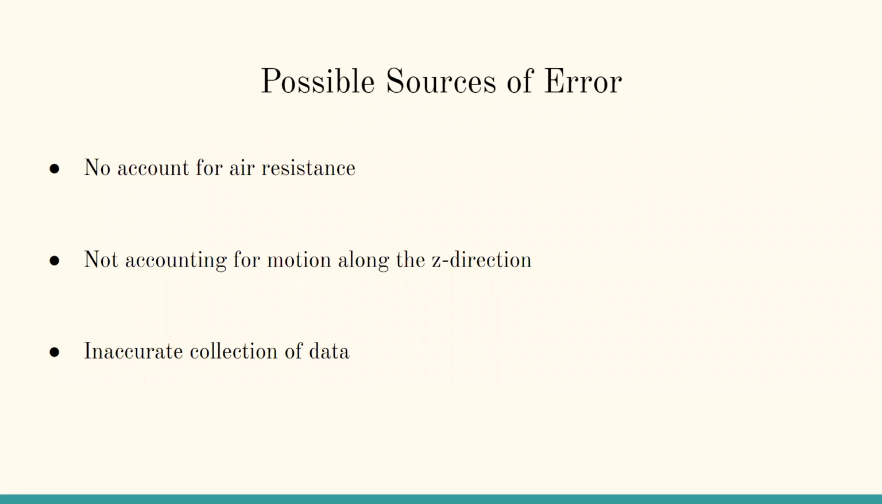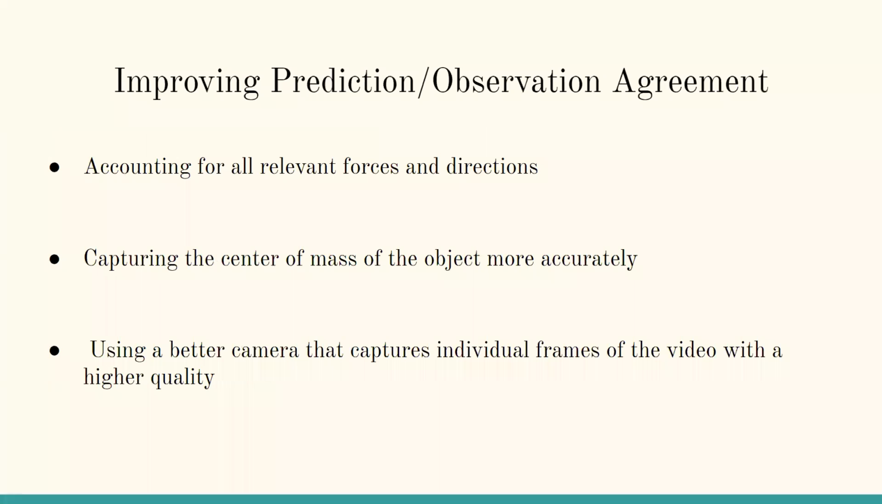Some of the possible sources of error include neglecting the effect of air resistance, assuming that there is no motion along the z-axis, and inaccurate collection of the data. In order to improve the accuracy of the model, we can account for all relevant forces and directions, capture the center of mass of the object more accurately in Tracker, and use a camera or analyze a video with a better or higher quality.